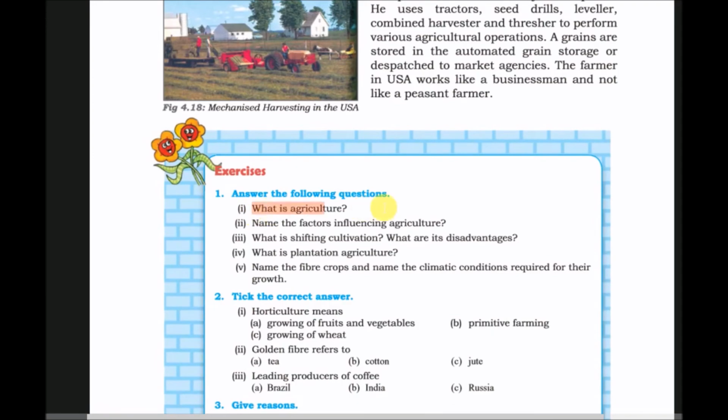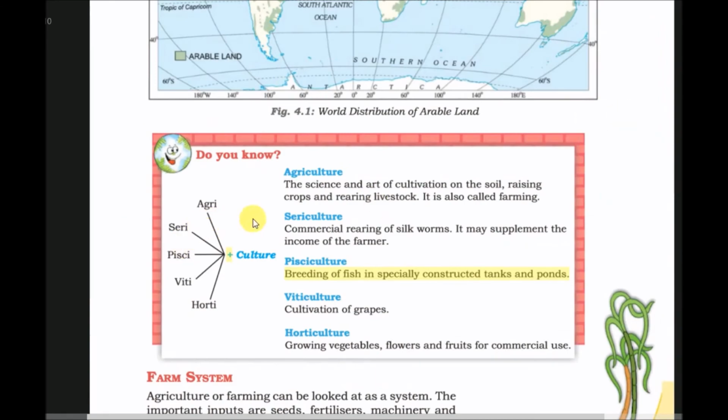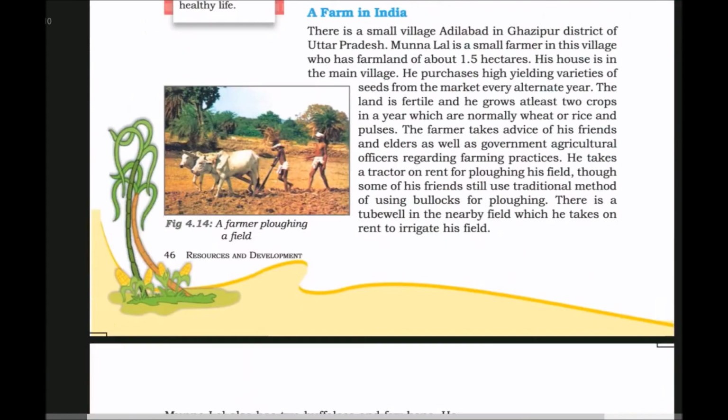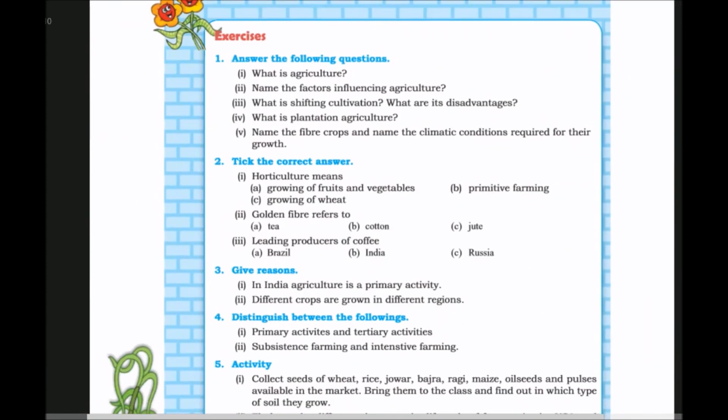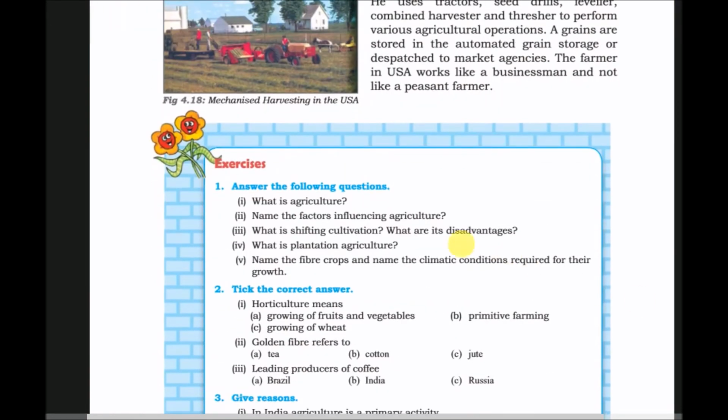Now what is agriculture? You can write it from there. Here is the best meaning of it. Now name the factors influencing agriculture. The factors which influence agriculture are terrain, climate, topography, etc. You can write it.